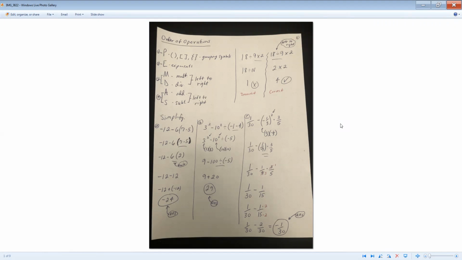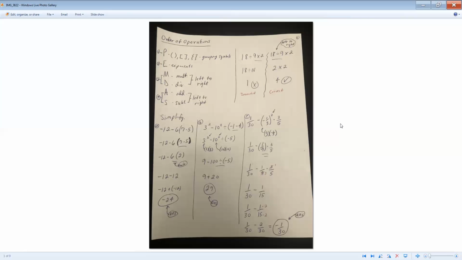P stands for parentheses, but as you progress through mathematics, you'll realize that it's not just parentheses that should get your attention first, but parentheses, brackets, or braces. So any grouping symbols should get your attention first. Then E is exponents, M multiplication, D division, A addition, and S subtraction.